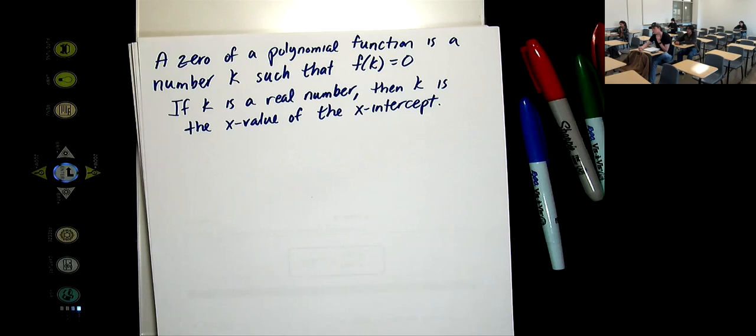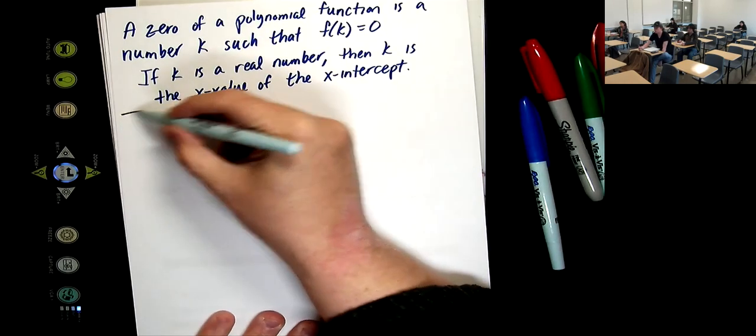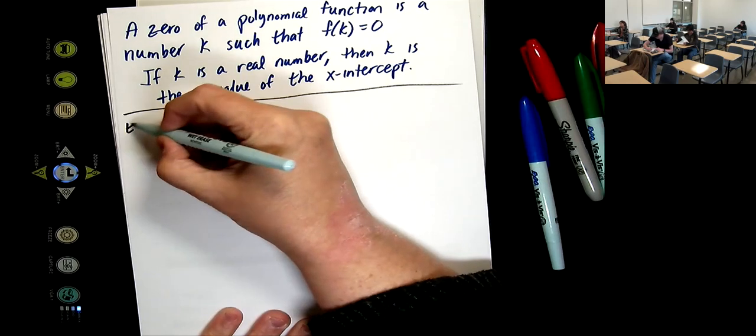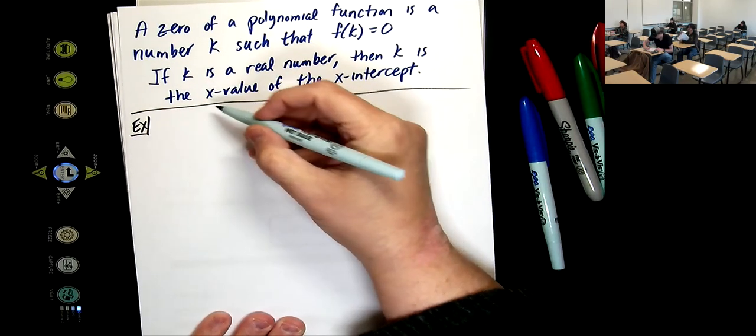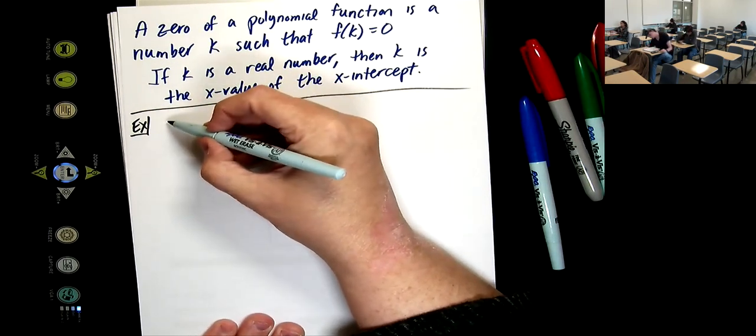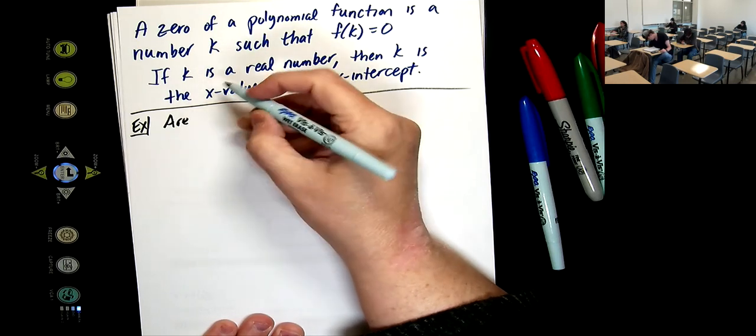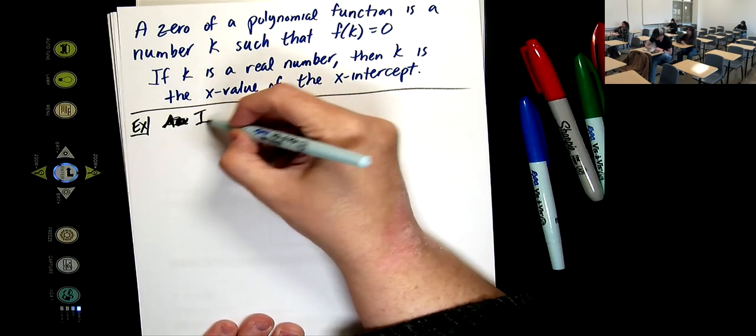Let me give you a couple examples, and then I want to walk you through doing one of these synthetic divisions with complex numbers too. So let's just look at some examples. In the following, are or is k greater than 0?